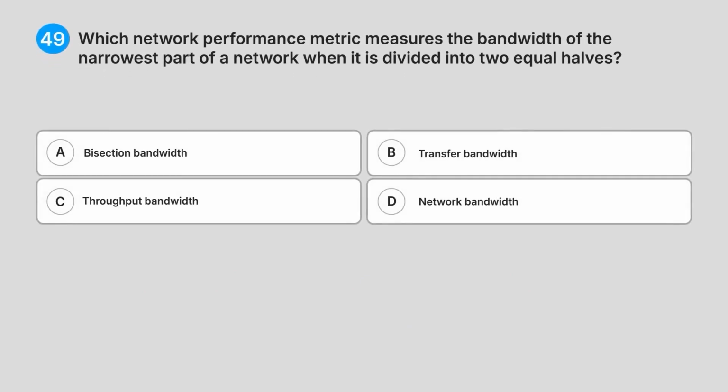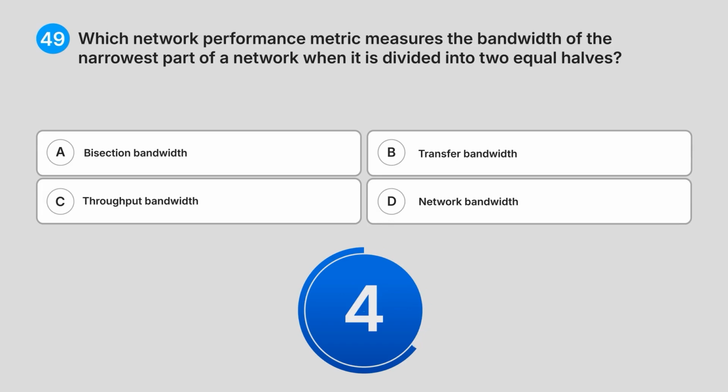49. Which network performance metric measures the bandwidth of the narrowest part of a network when it is divided into two equal halves? A. Bisection bandwidth. B. Transfer bandwidth. C. Throughput bandwidth. D. Network bandwidth. Do you know the answer?